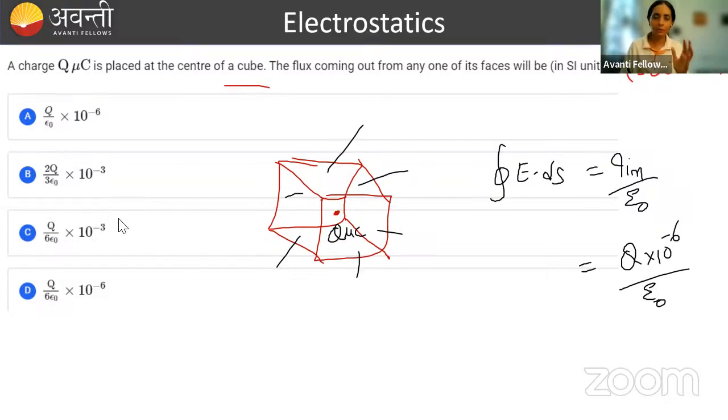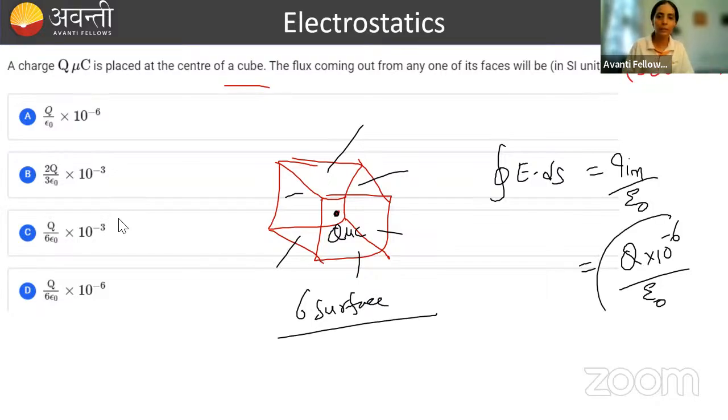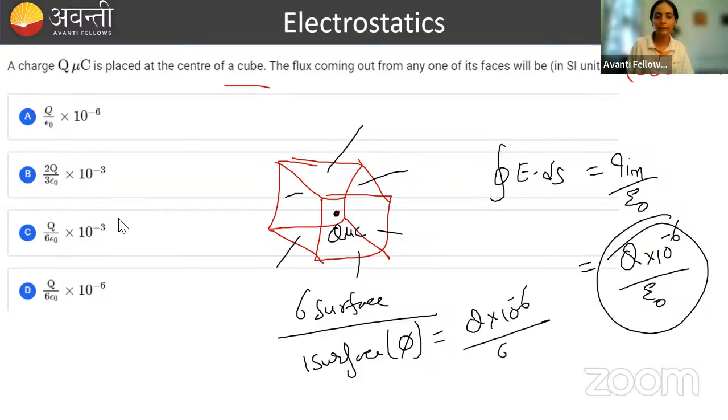You see here, the charge is kept at the center, so it is equidistant from each face. This is a case of symmetry, and in the case of symmetry, whatever flux is going through one surface will be equal to that through another surface. The cube has 6 surfaces, and equal flux will pass through each. So through one surface, the flux will be the total flux divided by 6, that is Q by 6 epsilon naught.